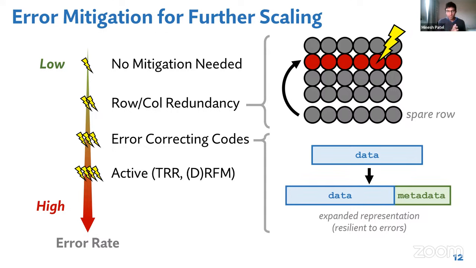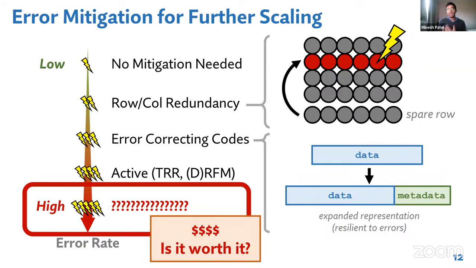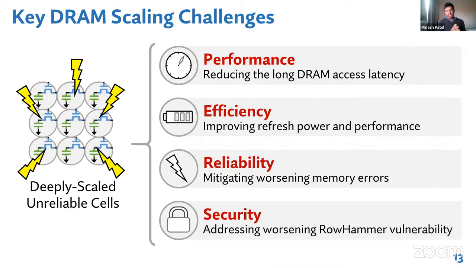And as error rates grow even further, we start seeing the use of active error mitigation mechanisms, such as targeted row refresh and refresh management solutions that specifically seek out cases where errors might occur and try to prevent them. For future chips with even higher error rates, we will need even more expensive mechanisms to tolerate these errors. And the question is really, how far are we willing to go? And is it really worth it to take this to a certain extent? More generally speaking, there are four major challenges that systems have to deal with for continued DRAM scaling: performance, efficiency, reliability, and security. And these all arise from different effects of errors affecting the actual bit-level storage array.